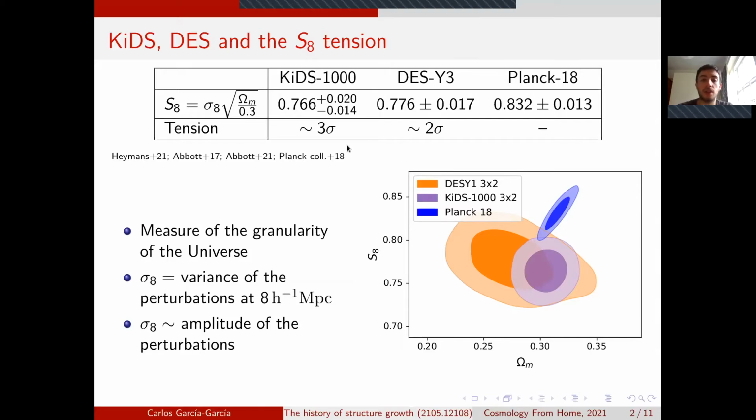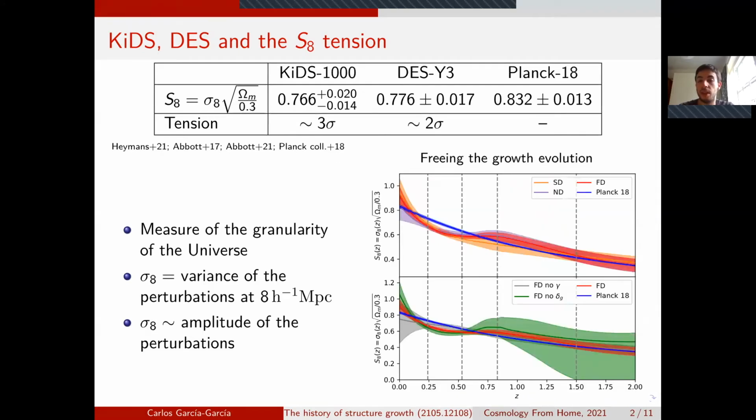Our idea in this project is to use the information that large-scale structure data have about the evolution of the perturbation. In fact, what we did is to decouple the background and the growth evolutions, so that we let the data choose the growth evolution they prefer. Here on this plot, I'm showing the main result of the paper.